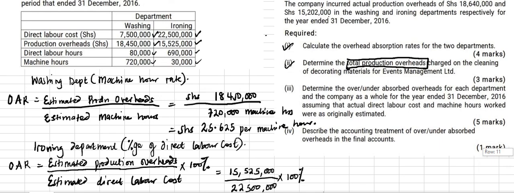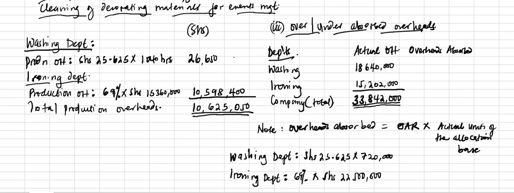So that means the overhead absorbed is 25.625 times 720,000. That gives us 18 million 450. Then 69% of 22.5 million, this is 15,525.